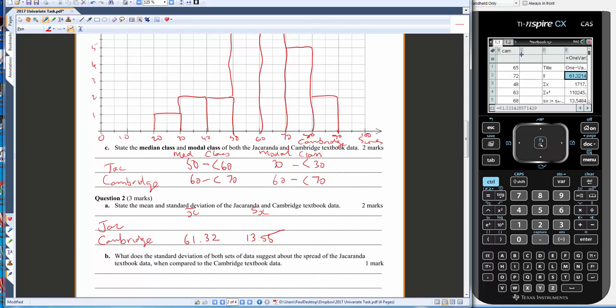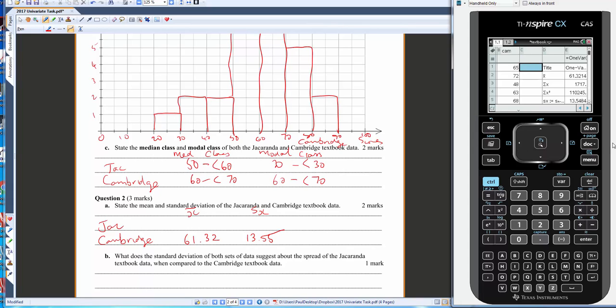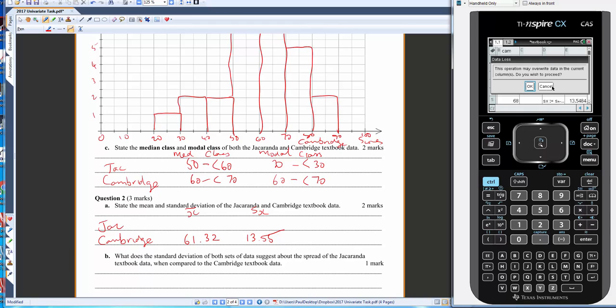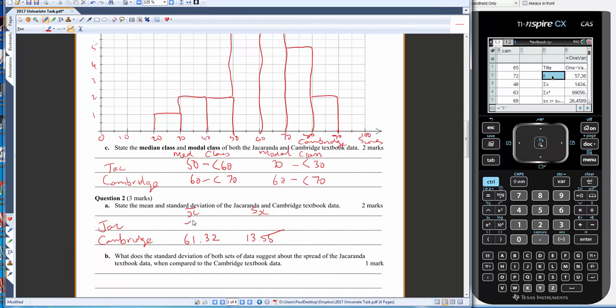Okay, let's get the mean and standard deviation of the Jack data. So we're going to go menu 411 again, and we're going to pull up the Jack data, and the mean was 57.36. The SD was 26.46. Alright, so there's our mean and standard deviation.